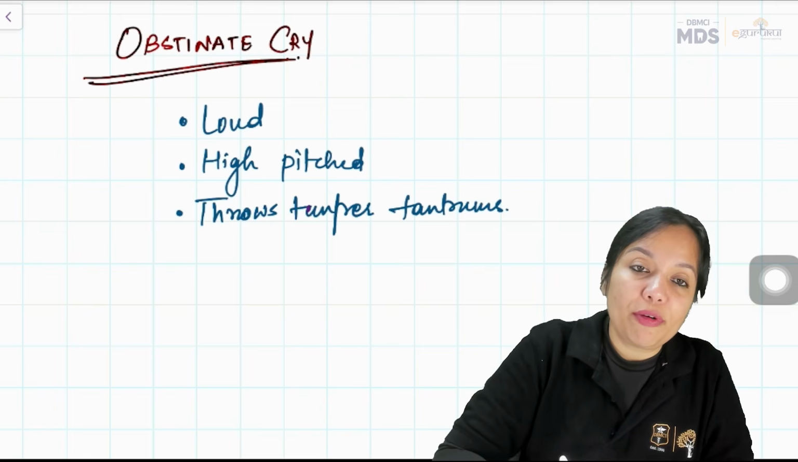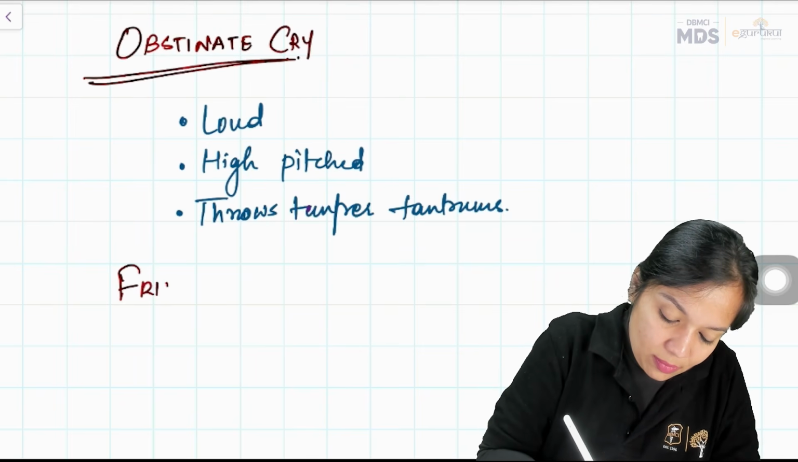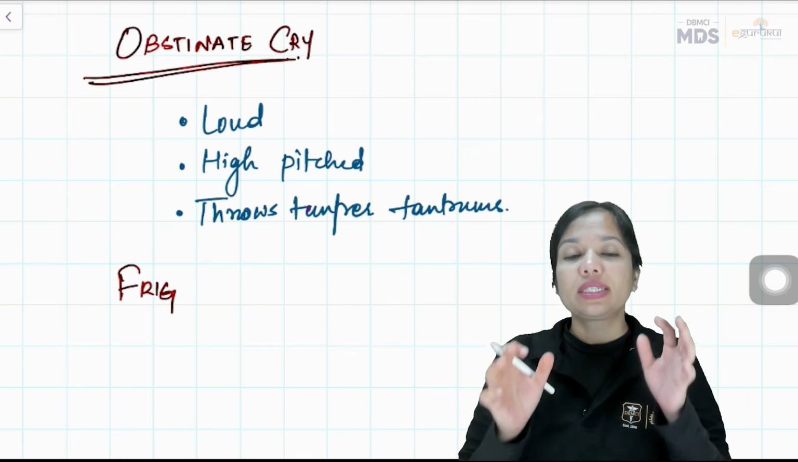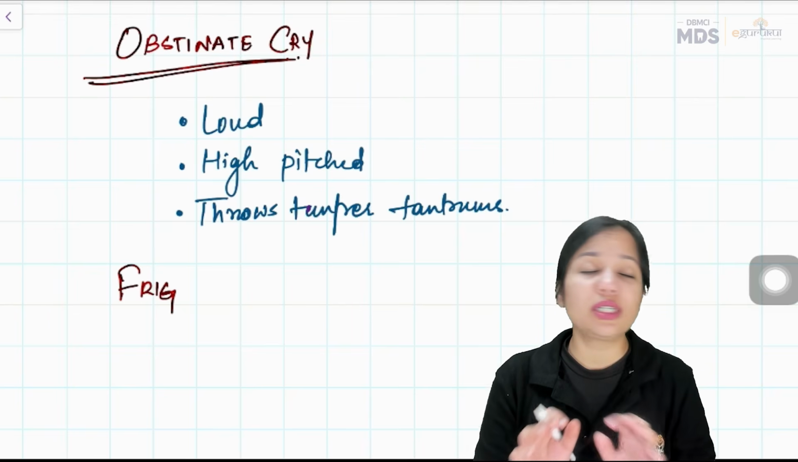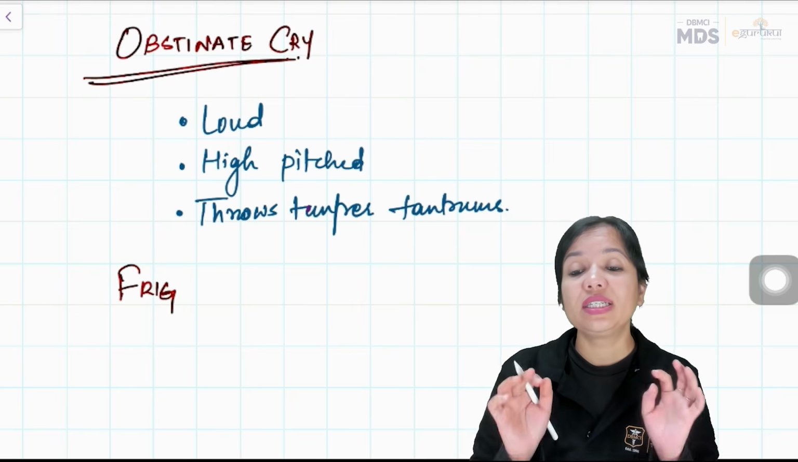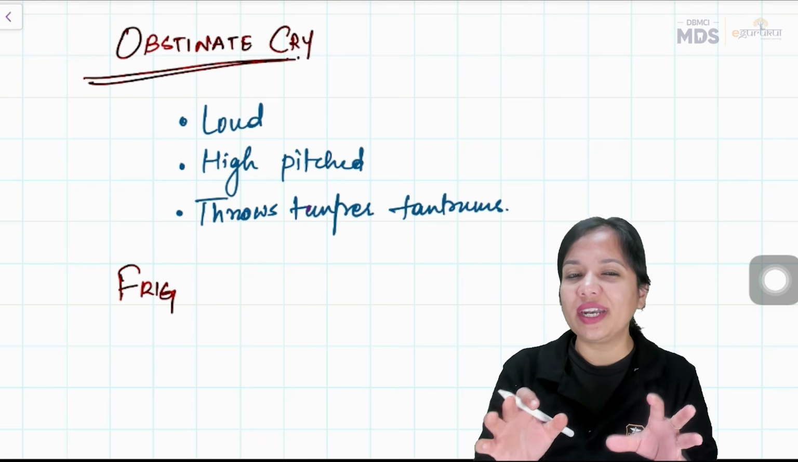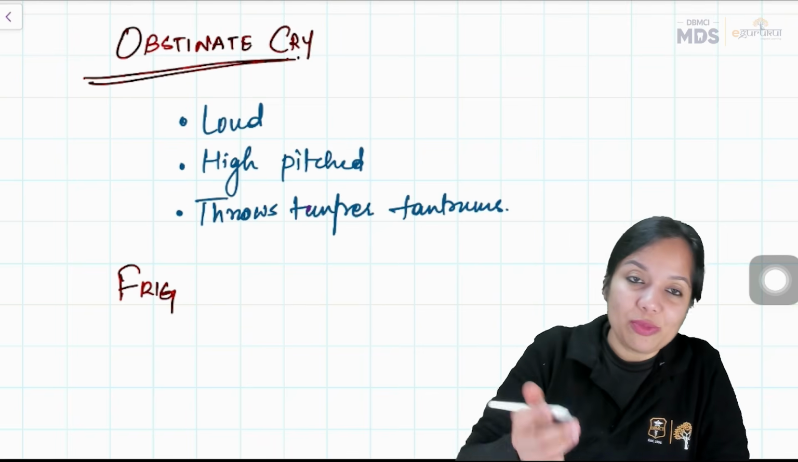The second type of cry is the frightened cry. The obstinate cry can be even before the starting of the treatment, because he's just throwing temper tantrums. He does not want to get the treatment done. He just thinks that if I throw temper tantrums, if I irritate them, they might not take me up for the treatment. So that's obstinate cry.